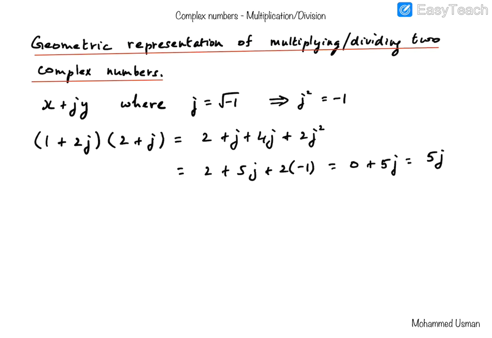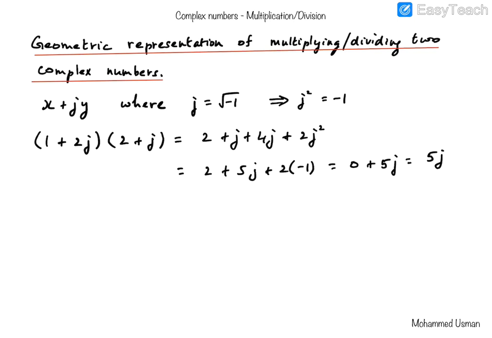So the product of these two complex numbers happens to be a complex number where the real part is 0 and the imaginary part is 5. So since the real part is 0, we write this as simply 5j. So that means this complex number is purely imaginary.